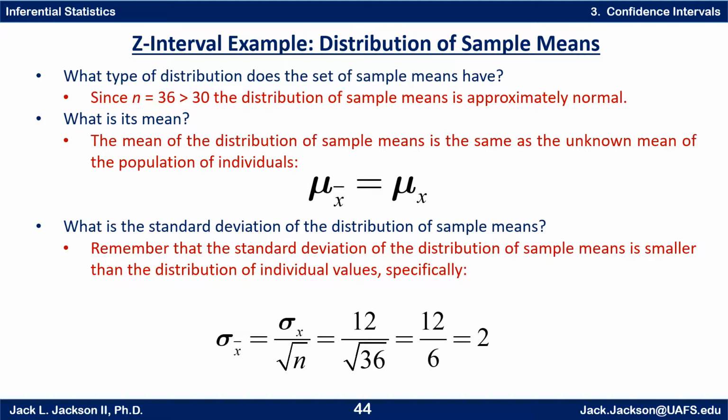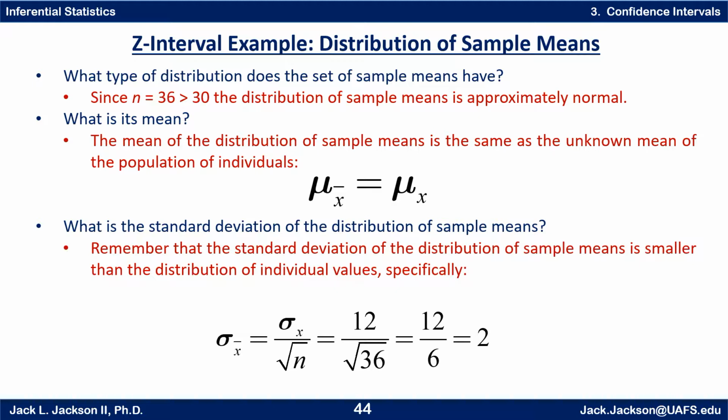Since n is 36, which is greater than 30, the distribution of sample means is approximately normal, regardless of the distribution of the underlying weights of the population. In fact, weights have a tendency to be normally distributed anyway, so we probably could have gotten by with a sample size of less than 36. But since the sample size is greater than 30, we don't really care what the distribution of individual weights is. We still know that the distribution of sample means is approximately normal.